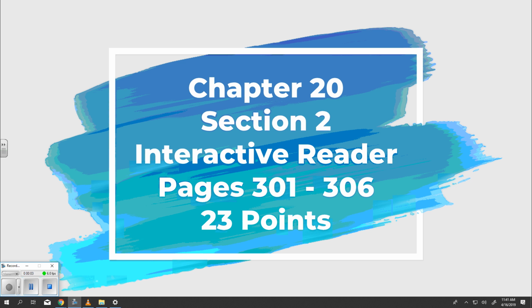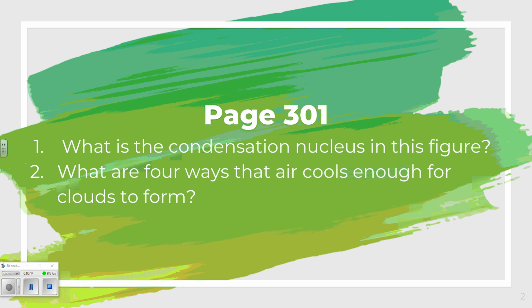Chapter 20, Section 2, Interactive Reader, pages 301 through 306, worth 23 points. Water in the atmosphere. Clouds and fog.